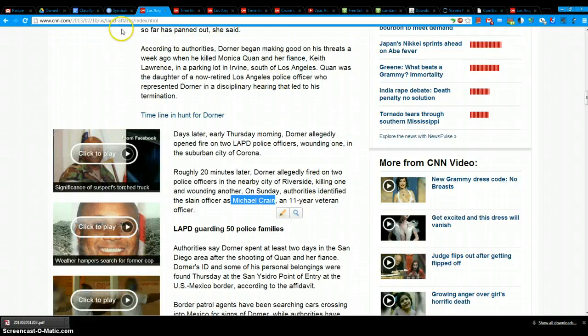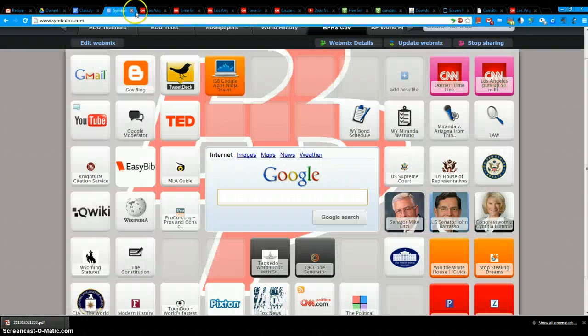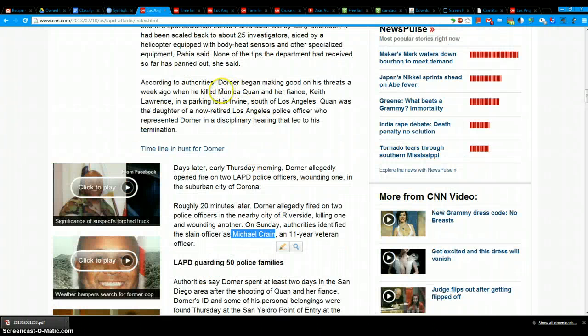So what you need to do is decide, okay, once I have all my types of homicide classified out here, how do these 3 fit my definitions? So I'd go, okay, in the deaths of Monica Kwan and Keith Lawrence, which type of homicide would that be if he committed this crime in Wyoming, and what the punishment would be? And then Michael Crane, who was a different incident a couple days later, this cop he shot at an intersection. If he did that in Wyoming, what type of homicide would that fit? And what is the punishment for that?